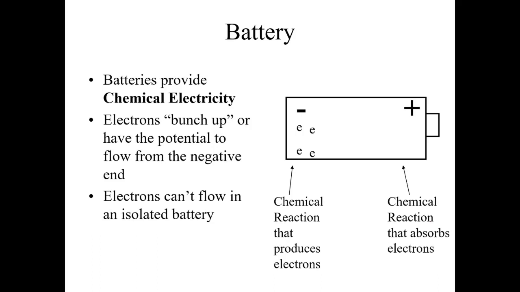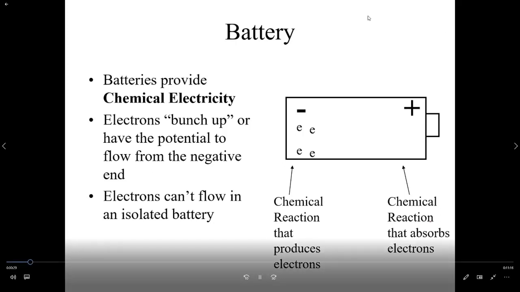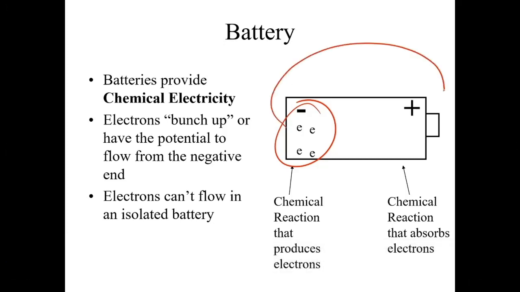You can see that the electrons kind of bunch up on the left side of the battery there. There we go. And they want to flow. They have what's called the potential to flow from the negative to the positive. Now remember, potential is voltage. And then on the other side is another chemical reaction. There have to be two chemical reactions, an oxidation and a reduction, as those of you in AP chemistry will know.